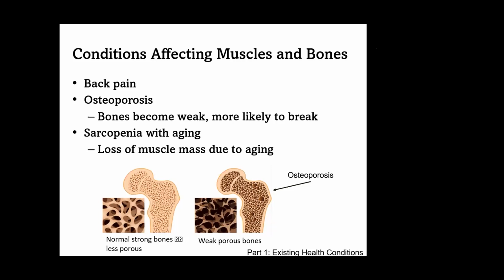Below are two pictures. On the left-hand side is a strong bone, and the right-hand side is bone that has got osteoporosis. You can see those cavities are much larger, and strong bones have a much smaller area.